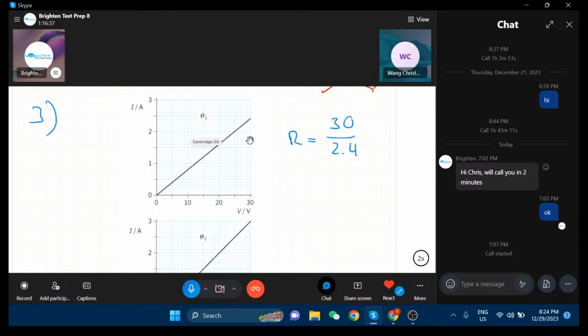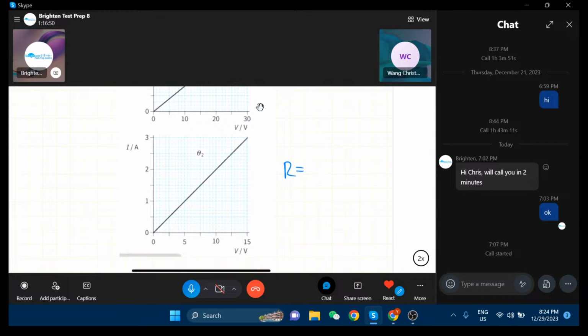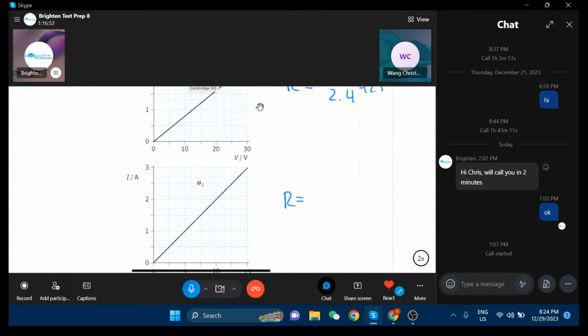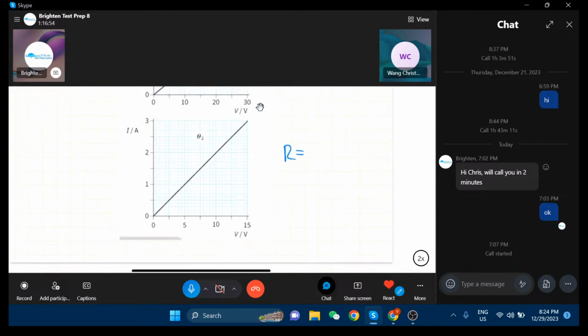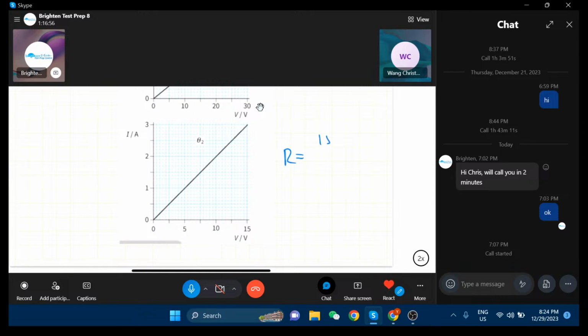And what about the second one? At second temperature? 15 over 3, yep. 15 over 3. And that would be like 5 ohms. So that should be 12.5.